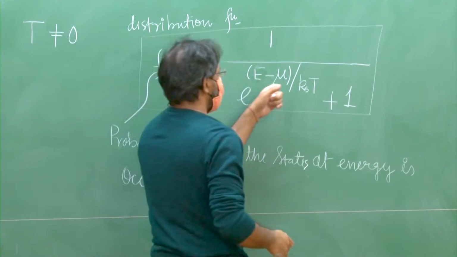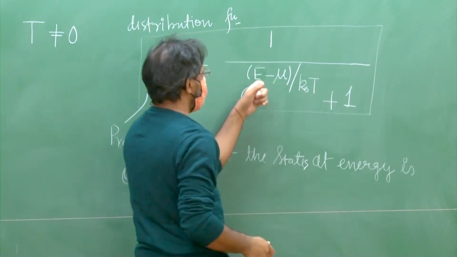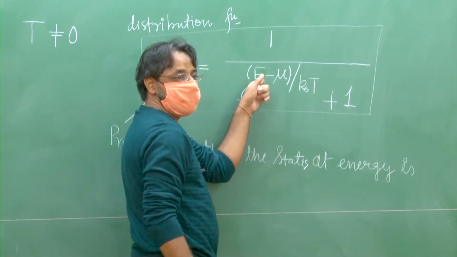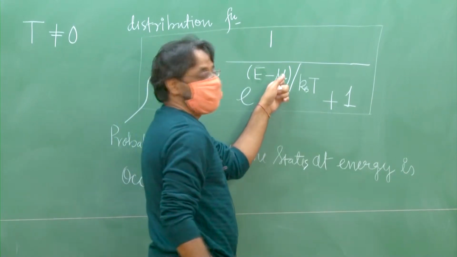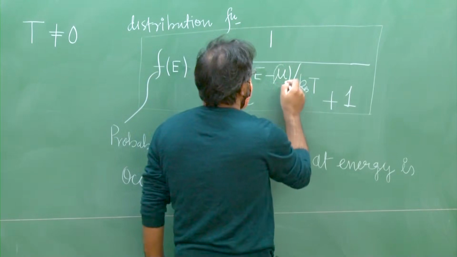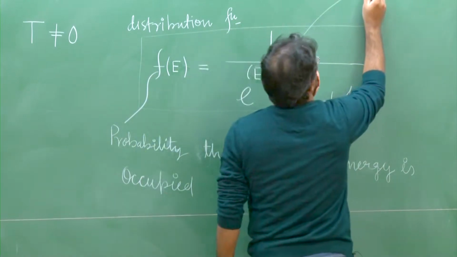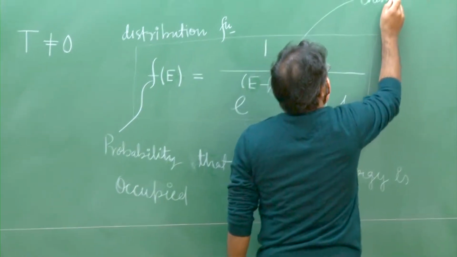What is the quantity mu? Rest of the things you know. E is the energy of the state, quantum state. kBT you know. What is mu here? Yes, the quantity mu is called the chemical potential.